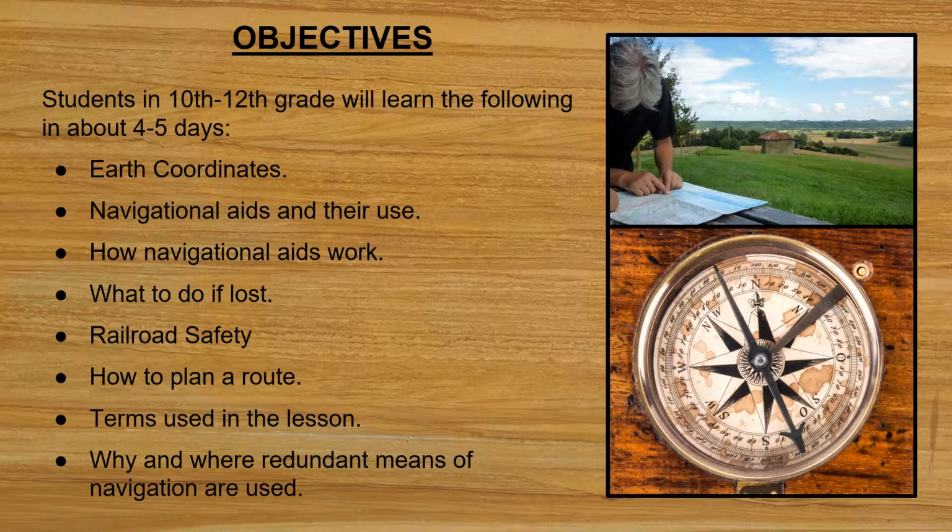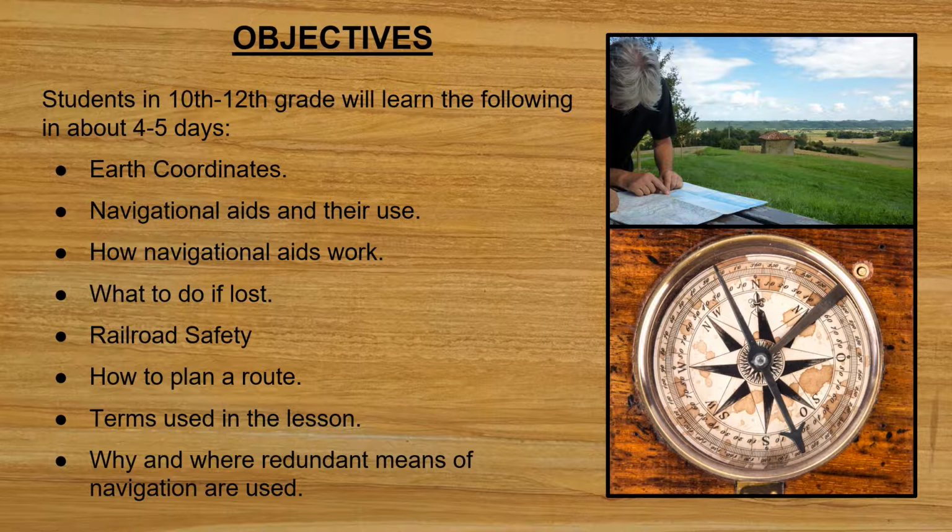Here we are at the objectives part of our lesson. Students in the 10th through 12th grade will learn the following in about 4 to 5 days. They're going to learn Earth coordinates. They're going to learn navigational aids and their use. They're going to learn how navigational aids work. They're going to learn what to do if lost.